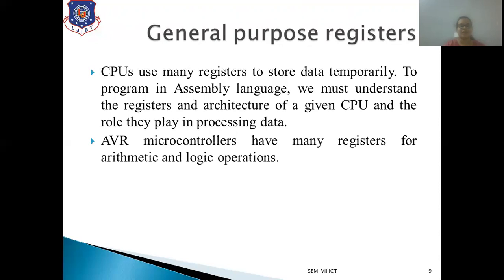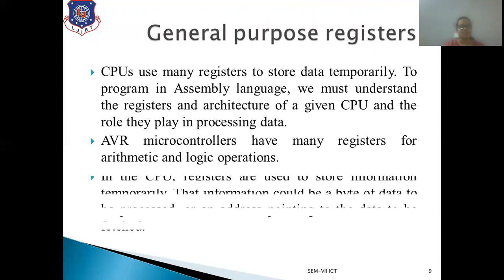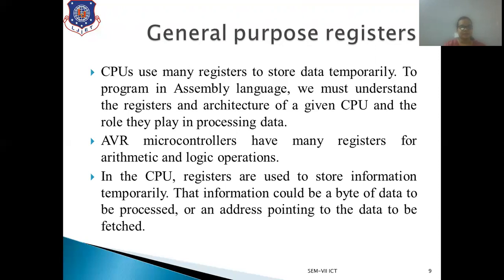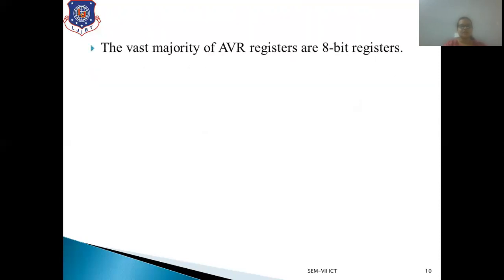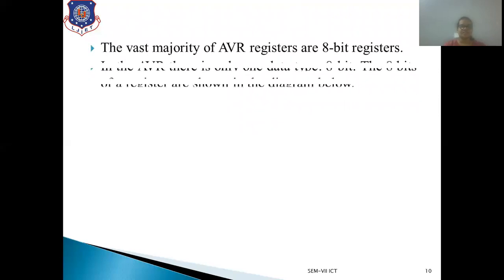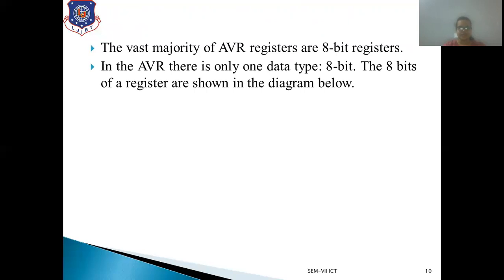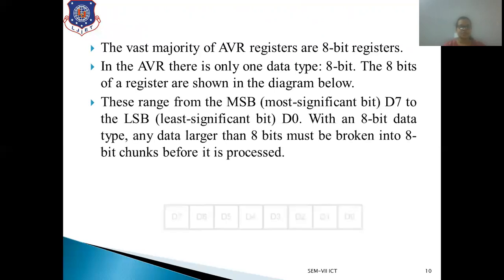AVR controller has many registers for arithmetic and logic operations. In the CPU, registers are used to store information temporarily. That information could be a byte of data to be processed or an address pointing to the data to be fetched. The vast majority of AVR registers are 8-bit registers. In the AVR, there is only one data type, that is 8-bit. The 8-bit register diagram has been shown below.